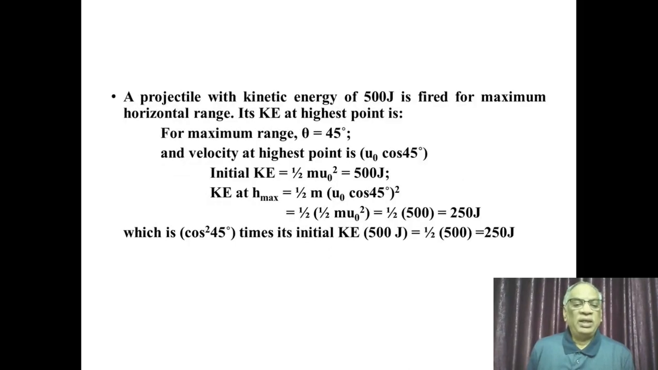Consider a projectile with a kinetic energy of 500 joules fired for attaining maximum horizontal range. Then its kinetic energy at the highest point is given as follows. For maximum range, theta is equal to 45 degrees, and the velocity at the highest point is u naught cos 45. So the initial kinetic energy is half m u naught square, that is 500 joules. At the maximum height position, kinetic energy is equal to cos square theta times the initial kinetic energy. So cos square theta times 500 joules, that is 250 joules.